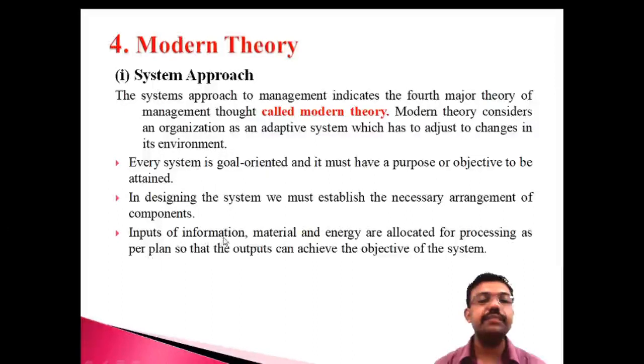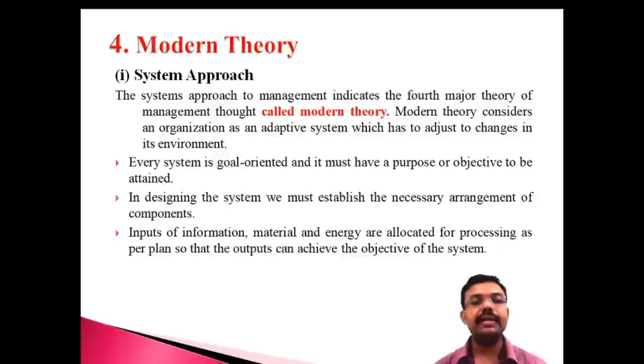And another one is input. That means first-hand information, material, and energy are allocated for the processing of the plan. There is a proper connection between the process and the plan. That is one of the important elements of a system. There should be a good relationship between the process and the plan. This is the essence of the system approach. An organization must be goal oriented with objectives, and the system must establish the necessary arrangement of components and inputs, with a proper connection between the plan and the process, and the input and the process.